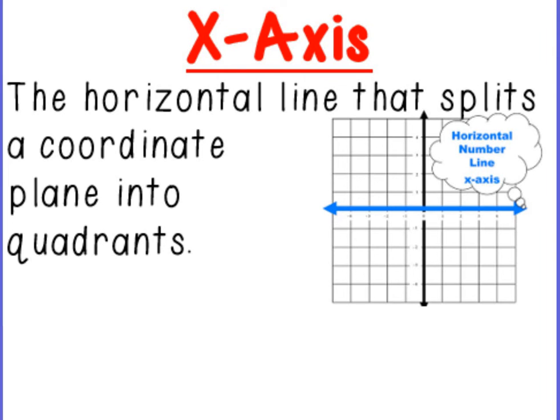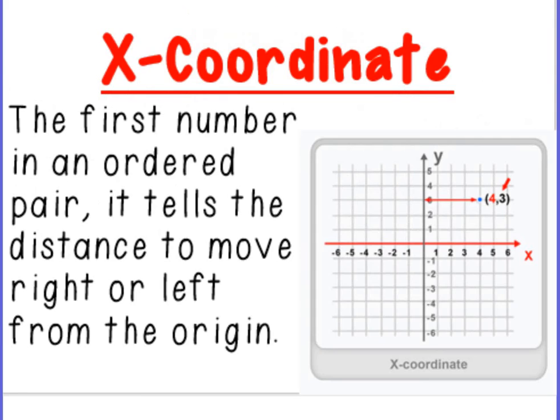Speaking of horizontal axis, the horizontal line that splits a coordinate plane into quadrants is called the x-axis. So this line right here is your x-axis. Then your x-coordinate is the first number in an ordered pair. It also tells you the distance to move right or left from the origin. So here's your ordered pair, okay? And it tells you from the origin to move 1, 2, 3, 4 spaces to the right. And we know that it's to the right because it's positive. So your coordinates work the same as your number line. If this had been a -4, we would have had to go to the left.